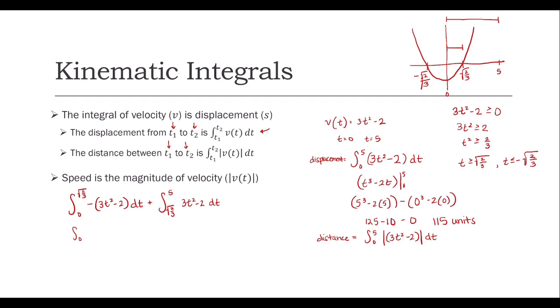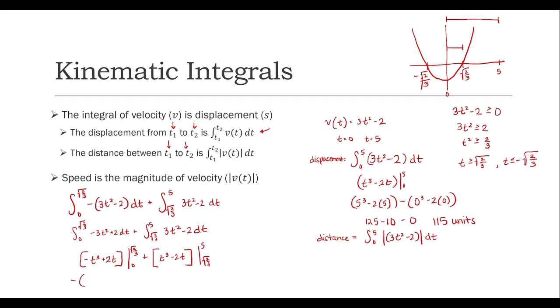So this is the integral from 0 to root 2 over 3 of negative 3t squared plus 2 dt plus the integral from root 2 over 3 to 5 of 3t squared minus 2 dt. So this would be negative t cubed plus 2t evaluated from 0 to root 2 over 3 plus t cubed minus 2t evaluated from root 2 over 3 to 5.